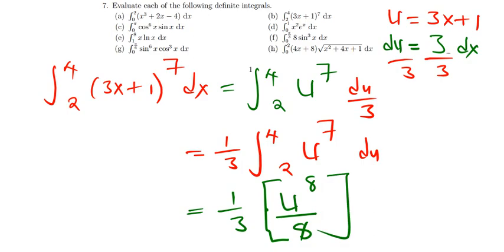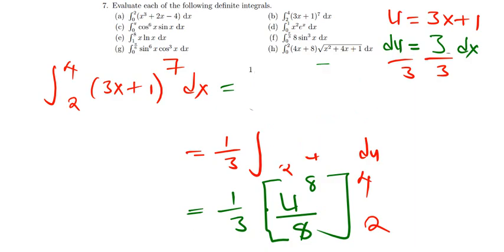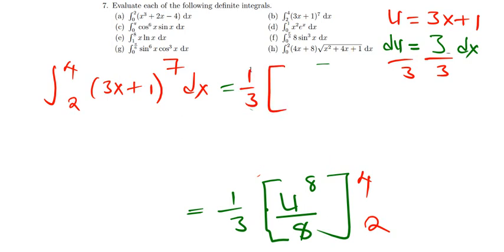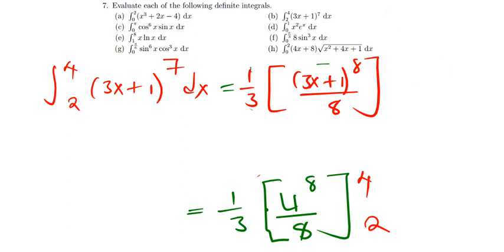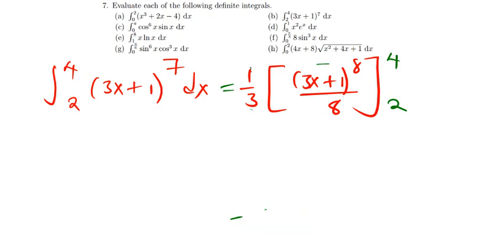So the upper bound is 4, then the bottom 2. So just go on and now substitute. Now we have to be careful because what is our u? We have 1 over 3, and our u is 3x plus 1 to the power 8 over 8, then we've got 4 and 2. Yeah, we're done integrating. Now we can just substitute, which I believe should be the easiest part for you.